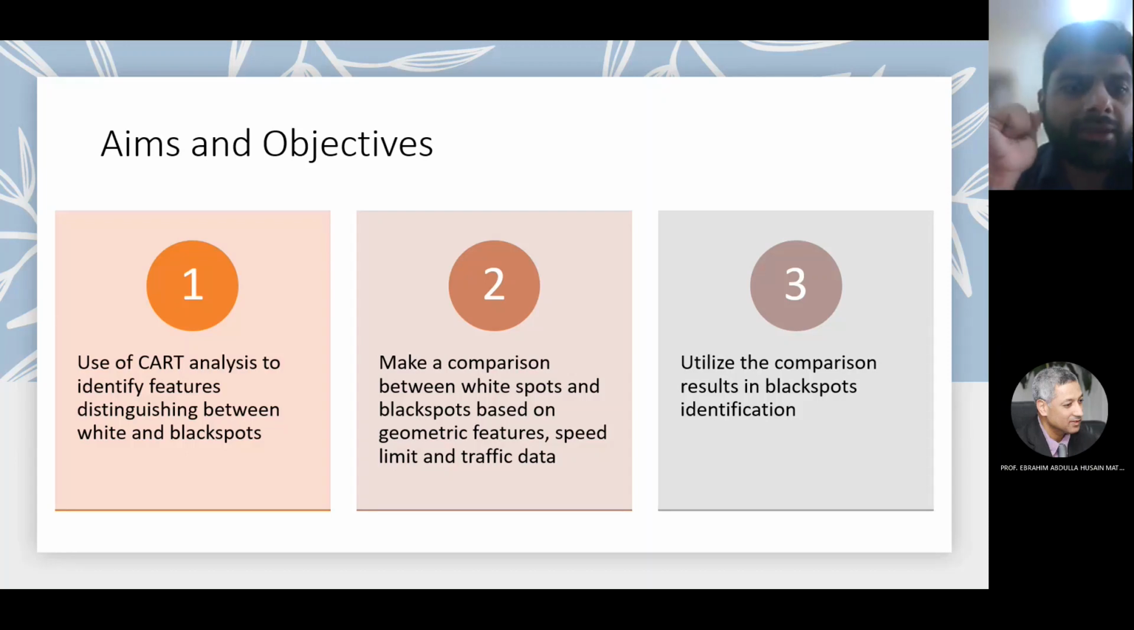The main aim of the study is to use CART analysis to identify features which distinguish between black and white spots. Then, on the basis of these features, we are trying to make a comparison between white spots and black spots so that we know which geometric features are the main distinguishing features between them. And then to utilize this comparison in further improving the methods of identifying black spots, because obviously, in the end, the safety measures have to be taken on black spots.